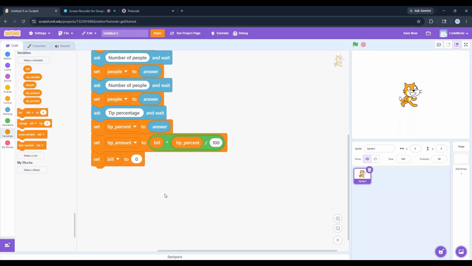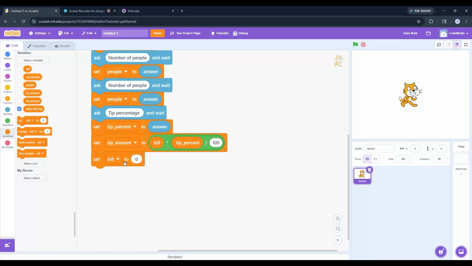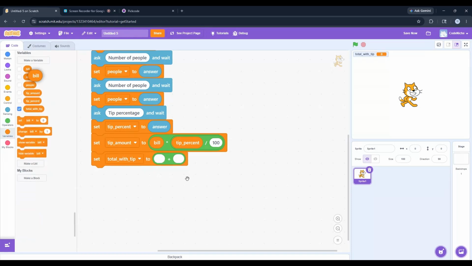Here I need to create a variable named total with tip. Let's select it from this portion. In order to calculate, it's a simple addition that we are going to do. Let's pick the addition operator, and once that is done, we are going to add the bill as well as the tip amount, because that will be the total with tip.